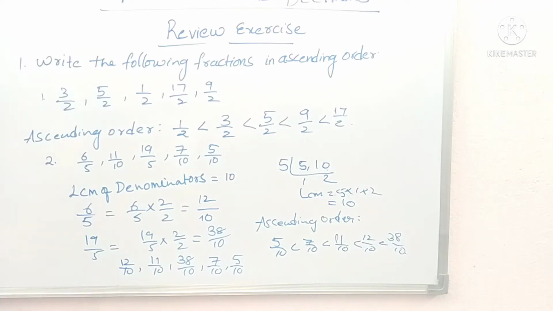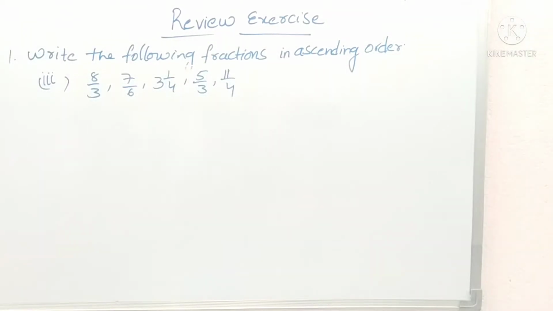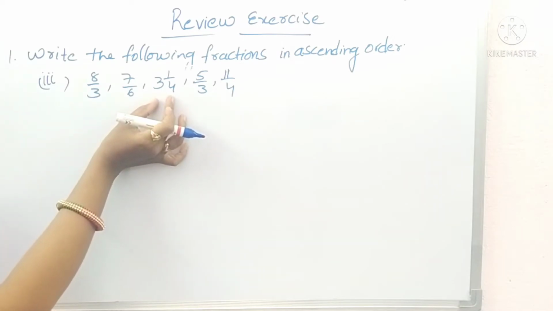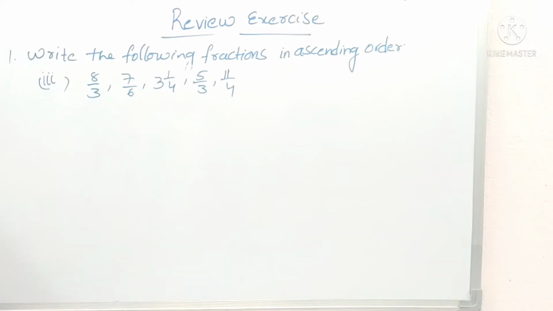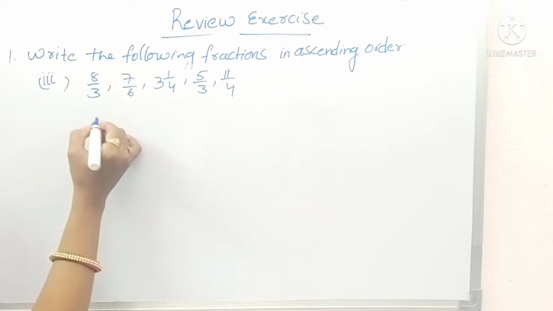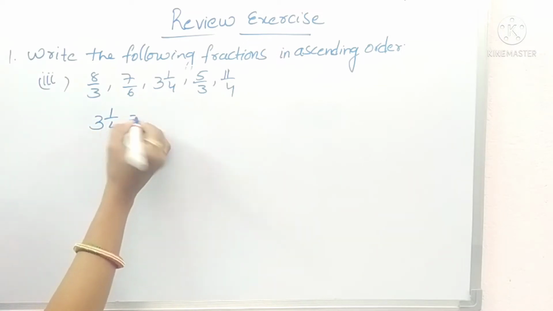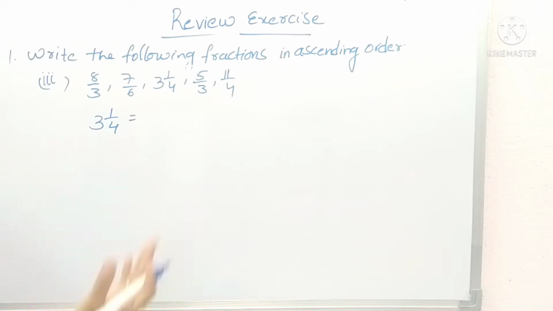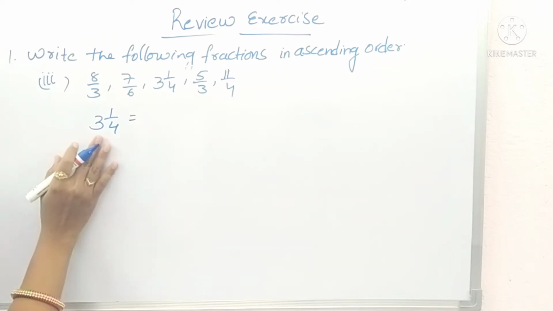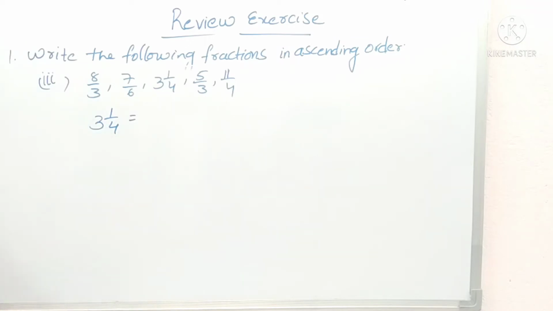Okay, now our next problem is the third one: 8 by 3, 7 by 6, 3 1 by 4, 5 by 3, 11 by 4. If we observe, all these fractions are unlike fractions and we have one mixed fraction also, right? So we have to convert that mixed fraction into a proper fraction. Okay, so sorry, an improper fraction. Whatever it is, we have to convert this mixed fraction into a fraction first of all.